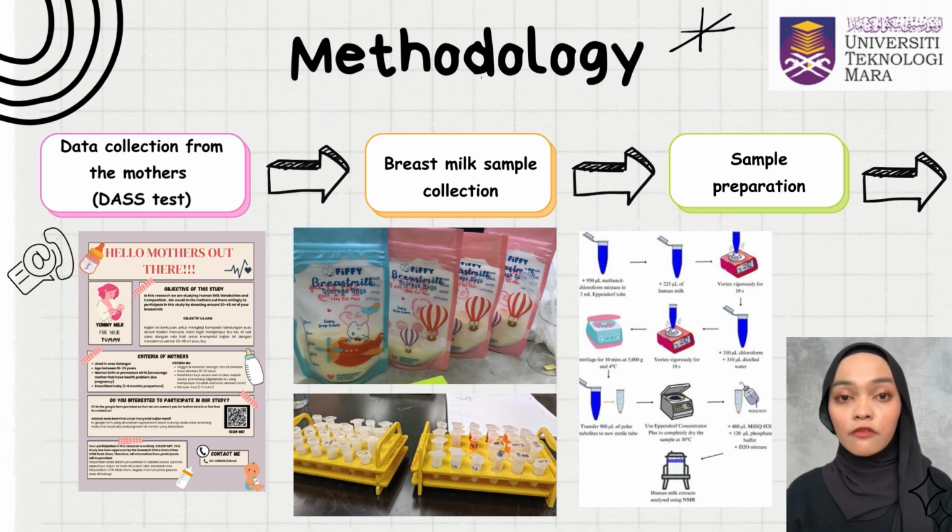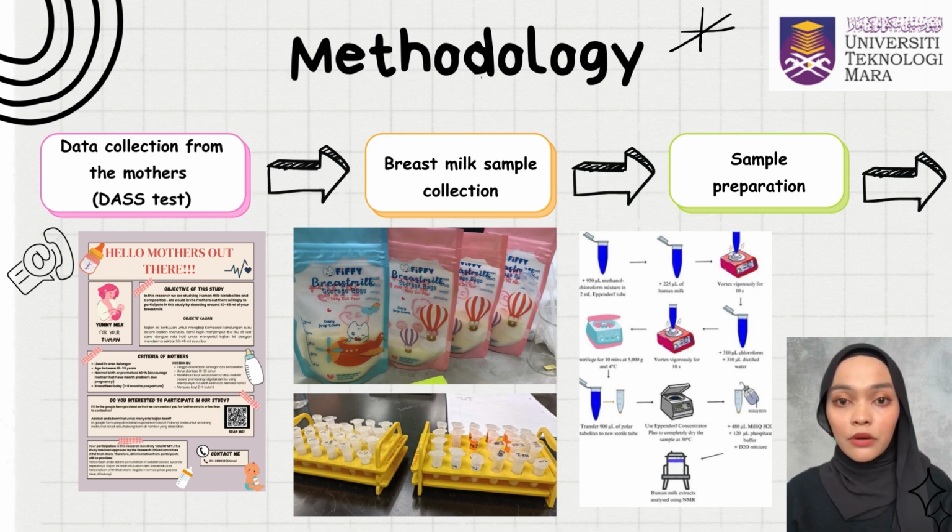As you can see here, our first method starts with data collection from mothers. We start by administering the DASS21 test to assess the stress level in participating mothers through a Google Form from the QR code given on the flyer and poster. From the information gained from respondents, we recruit participants who meet specific inclusion and exclusion criteria. The next method is breast milk sample collection. The milk is collected using a breast pump, stored in plastic tubes and then frozen at -20 degrees.